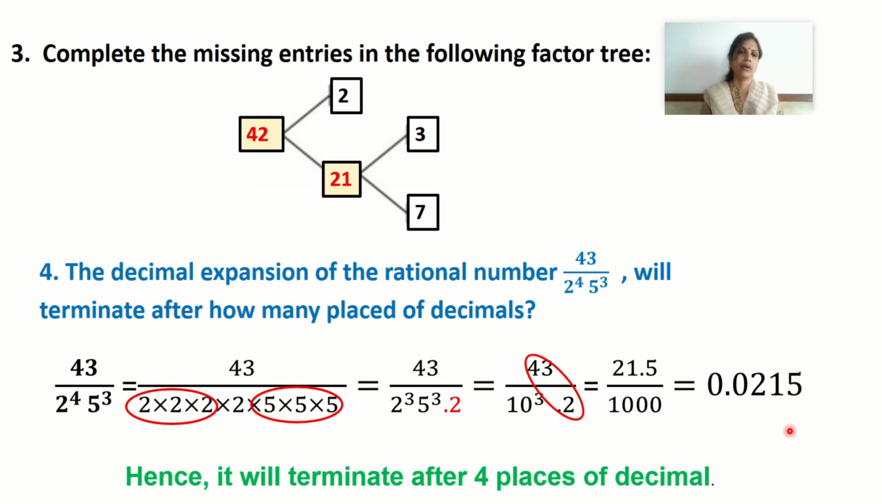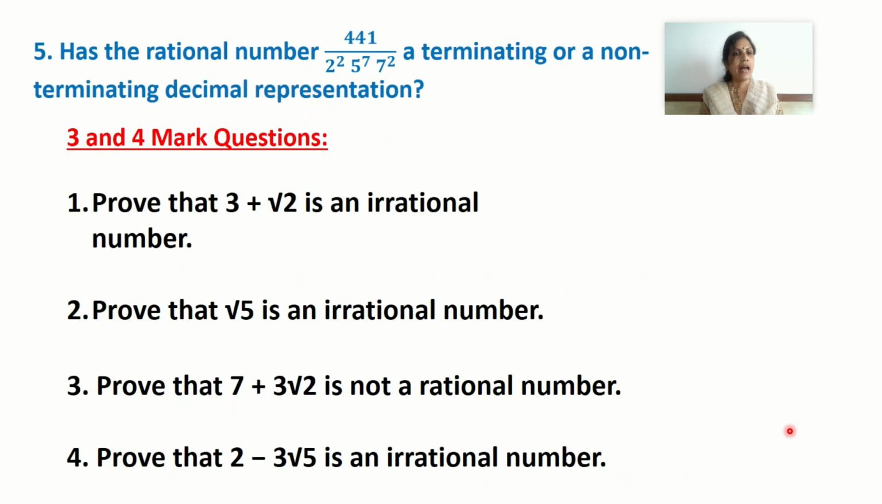Alright, okay. This is the next sum. Has the rational number 441 upon 2 raised to 2, 5 raised to 7, 7 raised to 2 a terminating or a non-terminating decimal representation? If it had been terminating, it would have only 2 raised to 2, 5 raised to 7 in the denominator. But since 7 raised to 2 is also there, that means it will have a non-terminating decimal expansion.